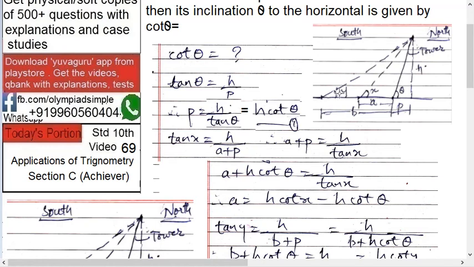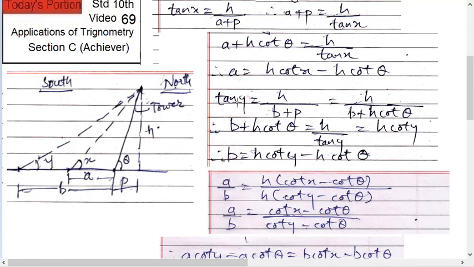Now about y. Tan y equals to h upon b plus p, right? Therefore h upon b plus, what is p? h cot theta, right? Okay, so cross them. b plus h cot theta equals to h upon tan y. This tan y comes down, so this becomes cot y, right? Therefore b plus h cot theta equals to h cot y, okay? Therefore b equals to what? Take h cot theta on the other side. b equals to h cot y minus h cot theta, right?